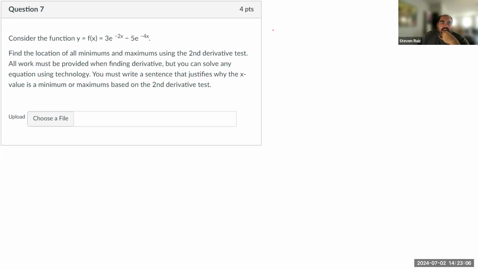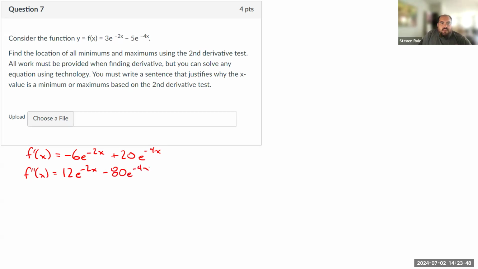So we want to use the second derivative test. Since we're being asked for that, we still need the first derivative to tell us where the critical points are. So f prime of x is equal to -6 e to the -2x plus 20 e to the -4x. Let's find the second derivative while we're at it. F double prime of x is equal to 12 e to the -2x minus 80 e to the -4x.